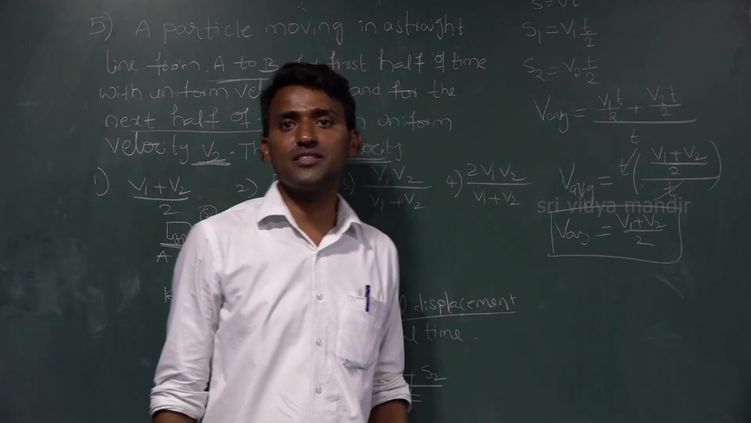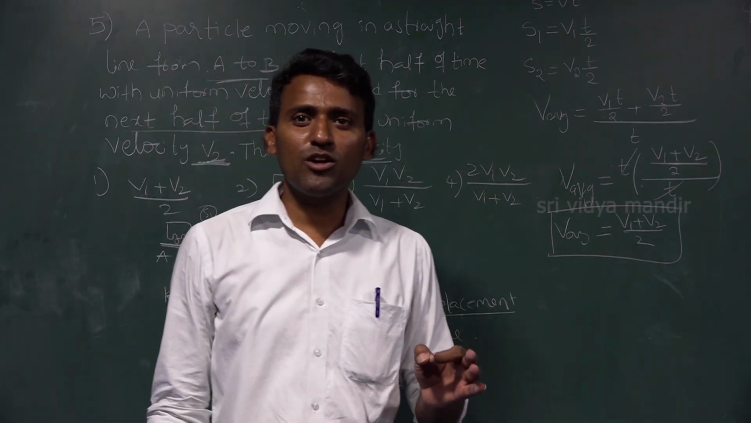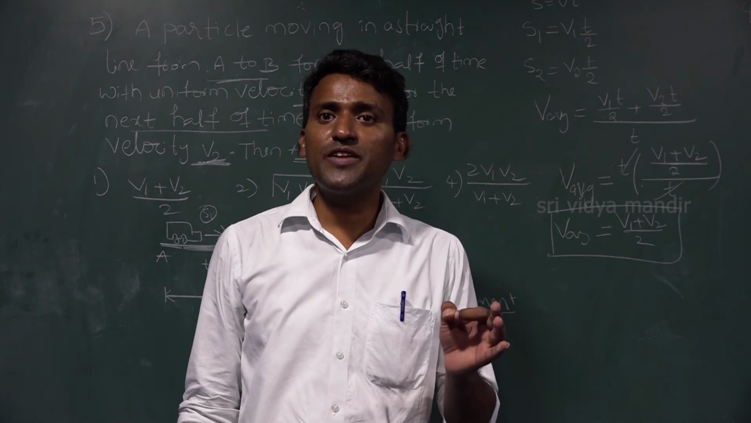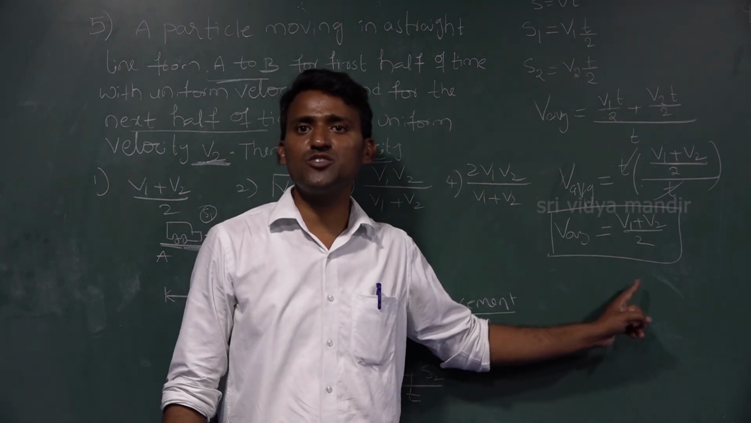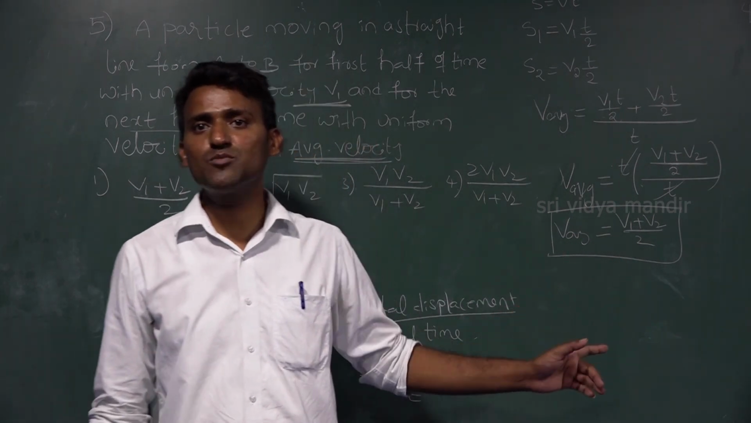We already calculated this. In equal intervals of time, if an object covers distances with different speeds, the average velocity is (v1 plus v2) by 2. I explained this in the concept as well.